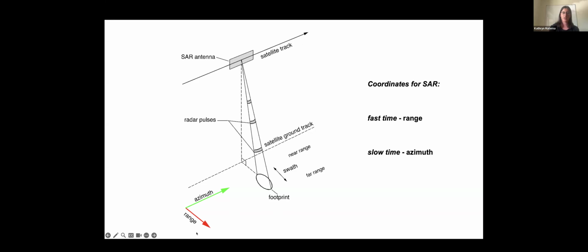So you'll hear these words azimuth and range a lot. So let's go into how we improve the resolution of a SAR sensing platform in both azimuth and range. First, we'll start with azimuth. How do we get better than 46,000 meters for a pixel size?